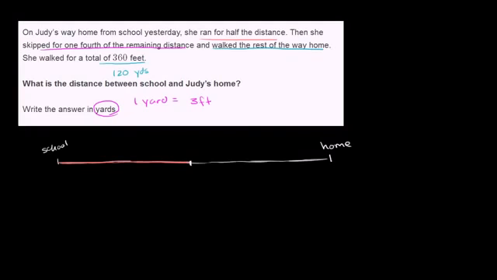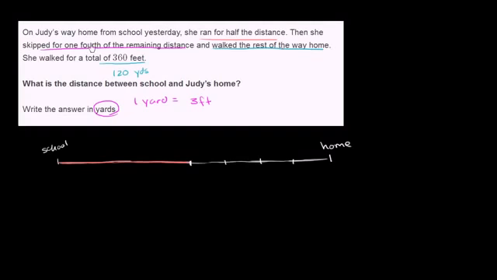Then they say, then she skipped for 1/4 of the remaining distance. So let's be clear. The remaining distance is what I haven't filled in orange yet. So let's mark that off into fourths of the remaining distance. So that is half the remaining distance. That's 1/4, 2/4, 3/4. So we took the remaining distance and we divided it into fourths.